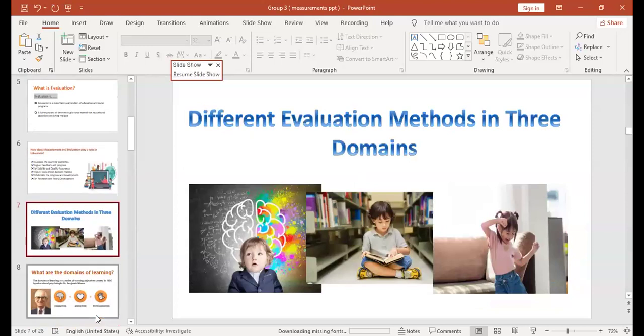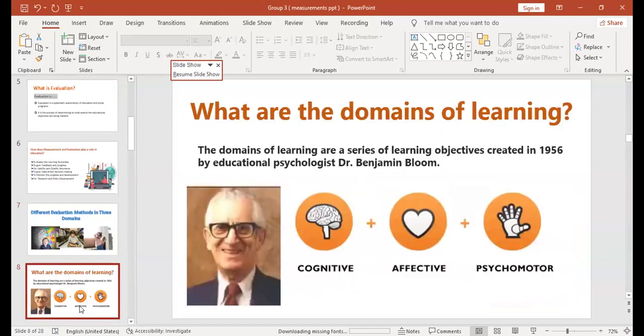I'm going to discuss different evaluation methods in 3 domains. As you can see, what are the domains of learning? The domains of learning are a series of learning objectives created in 1956 by educational psychologist Dr. Benjamin Bloom. And there are 3 domains of learning: cognitive, affective, and psychomotor.